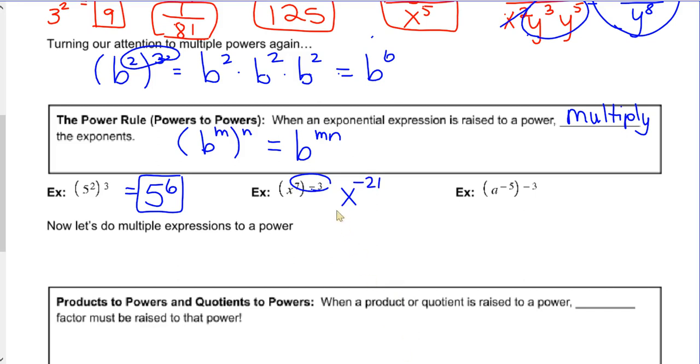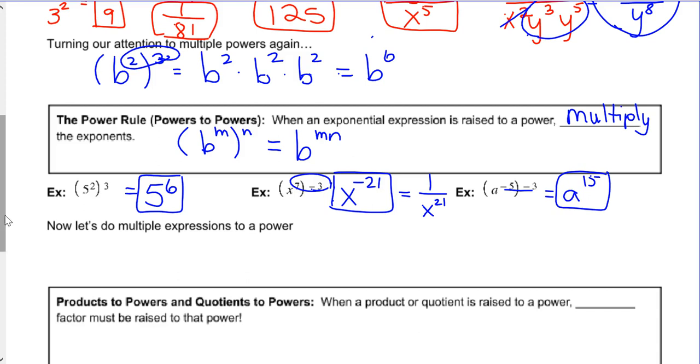Now I could go further if I said no negative exponents. Remember what we just did at the top of this page. That would actually be 1 over x to the positive 21 by flipping that over. Now, last one here, one base to two powers. Multiply those powers, keep the base the same. a to the negative 5 times negative 3 is a positive 15, and that would be our answer. So, again, the big rules are here in boxes, so make sure that you remember them and work with them.